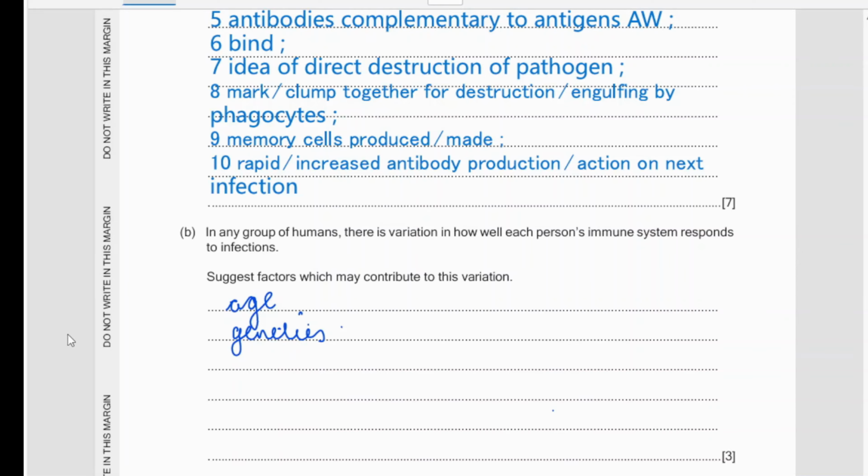Vaccination, or exposure. Maybe my environment is more polluted with microorganisms as compared to yours. Maybe my diet is different from yours. If you are taking more vitamin C, you would have more immunity as compared to me. Yes, vitamin C is there to activate or increase the immune responses. So we can mention diet.